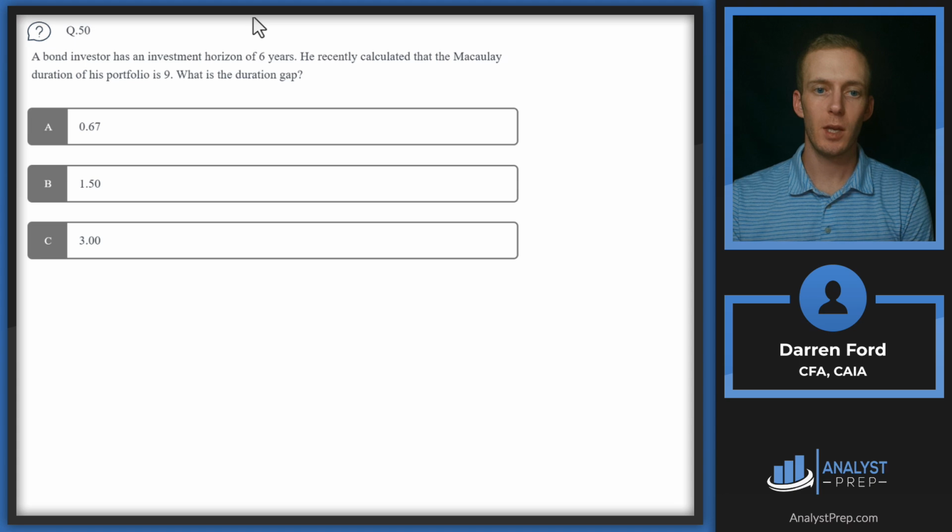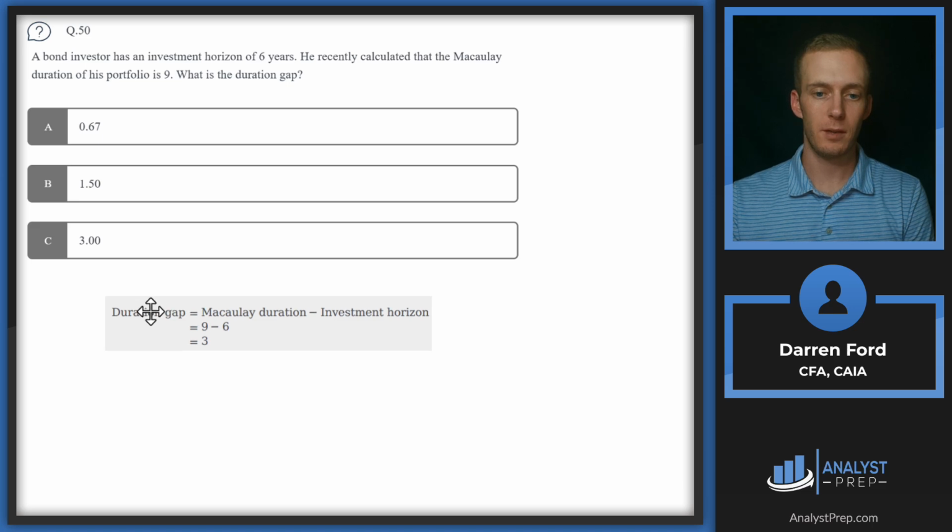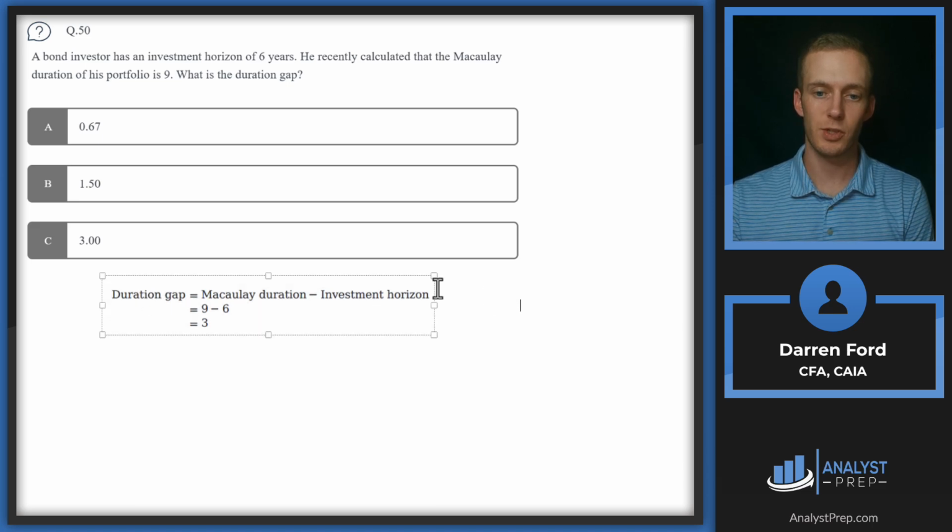Question 50. A bond investor has an investment horizon of 6 years. He recently calculated the Macaulay duration of his portfolio at 9. What is the duration gap? So duration gap is going to be a pretty simple formula here. It's just going to be that Macaulay duration, which we've got at 9, minus the investment horizon of 6. 9 minus 6 gives us 3, so we will go with answer C.